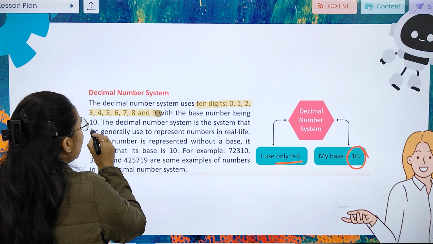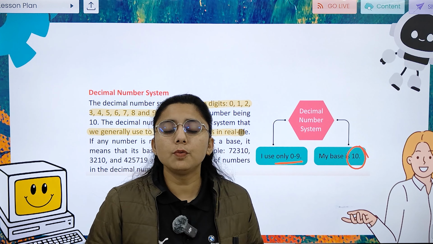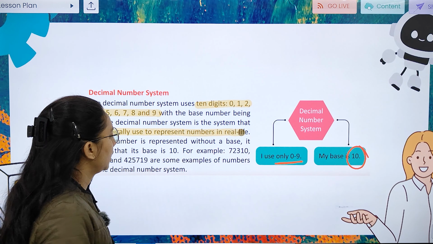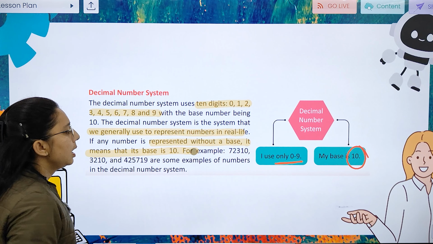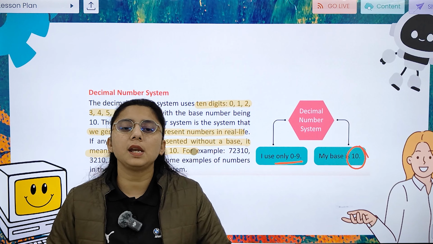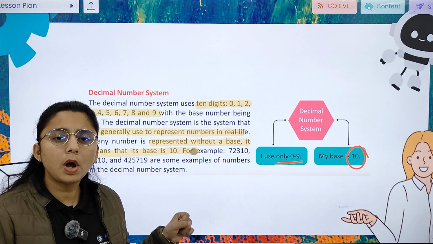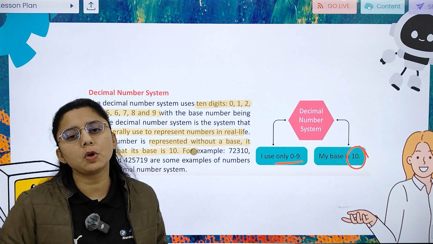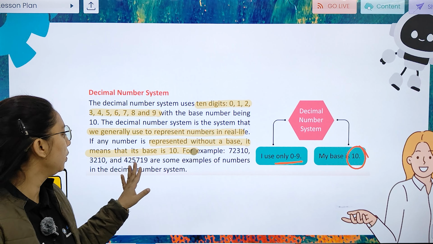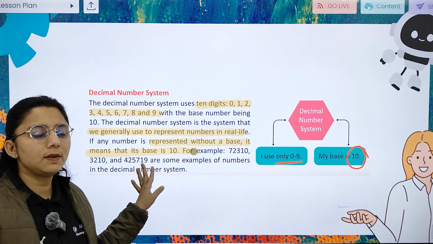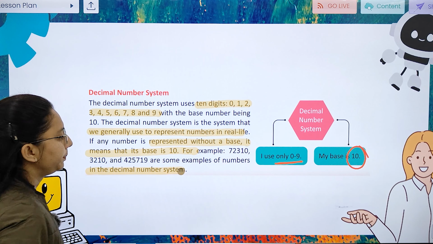It is a system that we generally use to represent numbers, the type of system in which we represent numbers in real life. So if any number is represented without a base, it means that its base is 10. If there is any number which does not have any base, you must know that its base will always be 10. Like 73210, 3210, 4275719. They are some examples of numbers in the decimal number system.